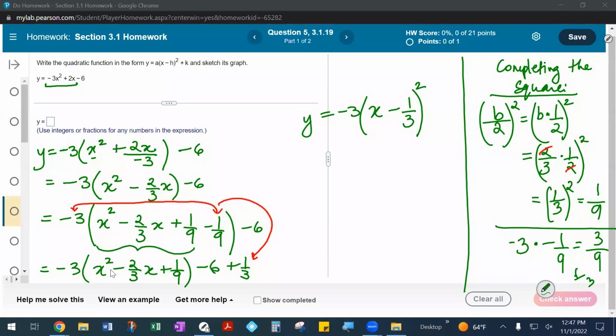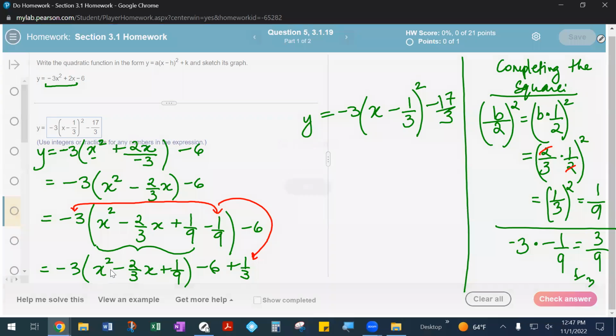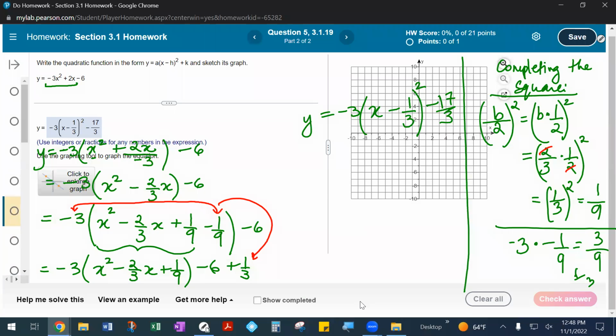So you can use your calculator, or find a common denominator and add the two numbers together, but just make sure you leave it in fraction form. So that's kind of what it takes, using completing the square. Let's see, -3 times x minus 1/3 squared minus 17 divided by 3. Then they're going to ask you to graph it.